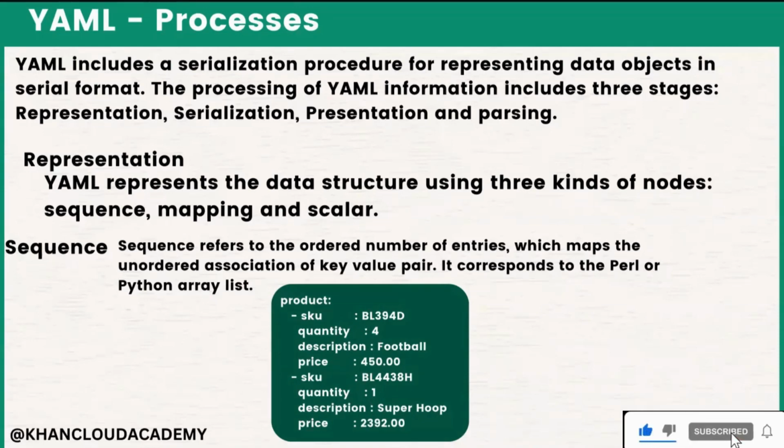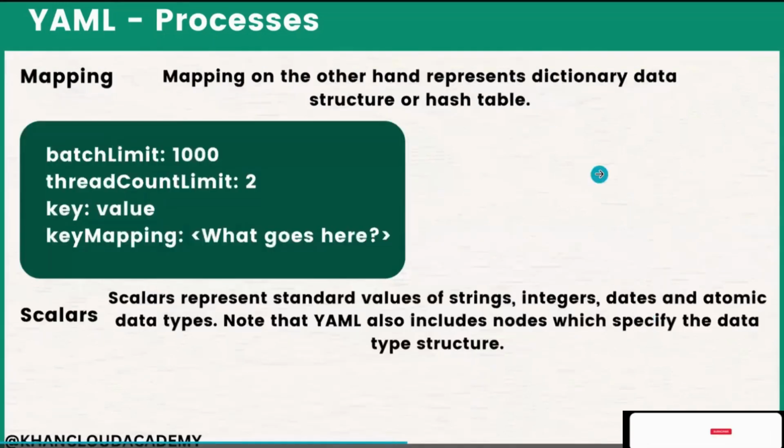Same way, this is the key value, the first thing, key value. So this is a different kind of block, and this is another different kind of block. Like quantity, description here, like that, right?